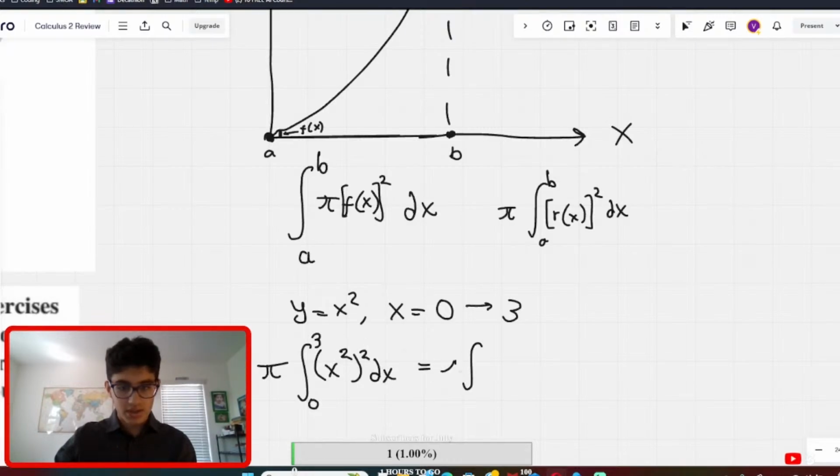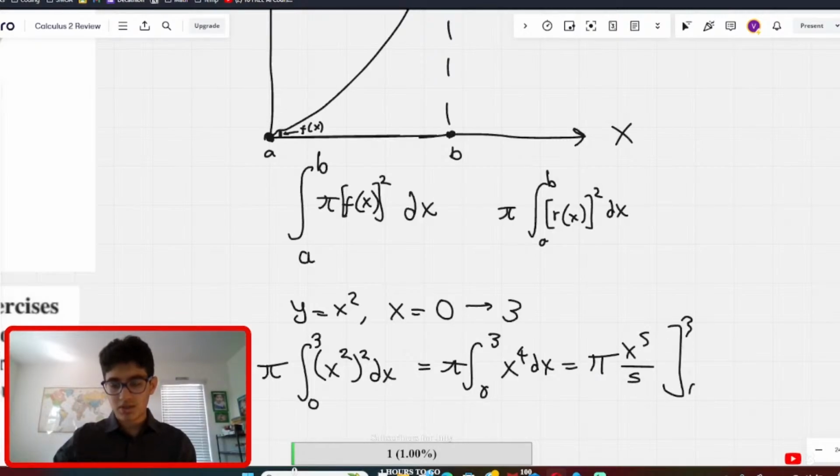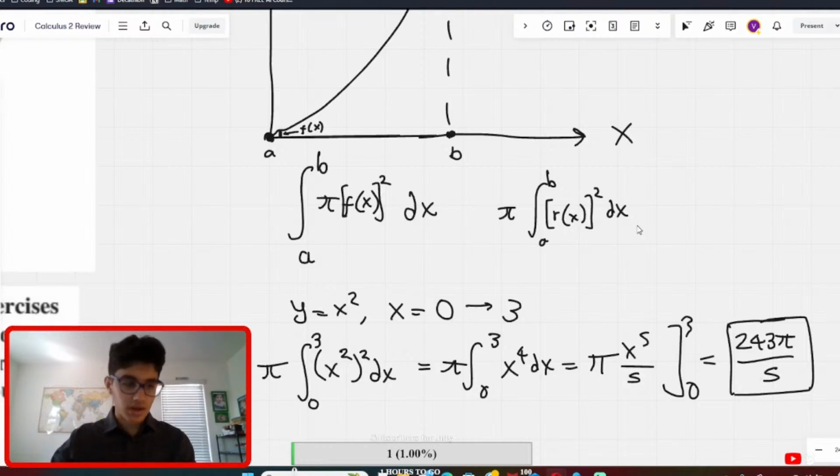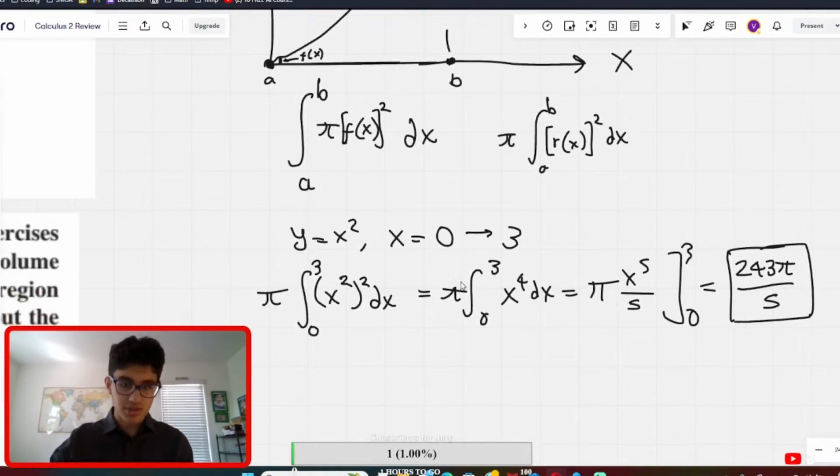We get this, right? So just squaring it, obviously, that stays 3. This becomes x to the 4th dx, which is x to the 5th over 5. There's a pi in front. 3 and 0, which becomes 243 pi over 5. The reason I chose 3 was my mistake. I should have chosen 5, or I should have made this just x, because I wanted to make it a nice neat number.